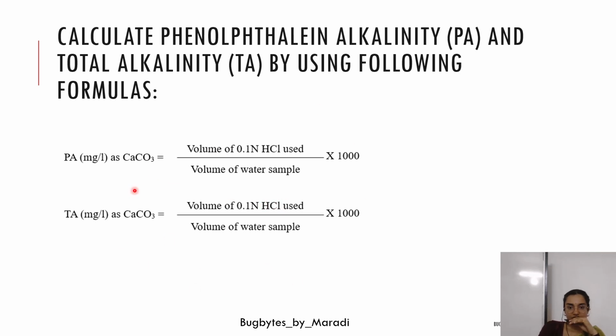Okay, how to calculate the phenolphthalein alkalinity. Just imagine, for PA, volume of 0.1 normal HCl used. We'll take the previous example itself. It was 2 ml. So 2 divided by 50 into 1000. For your TA, it was 2.5 ml. 2.5 divided by 50 into 1000. You will be getting the results.